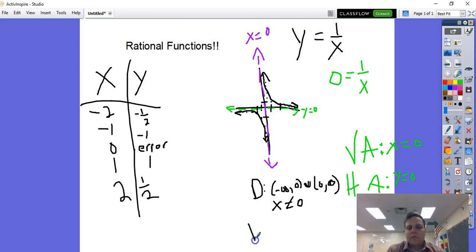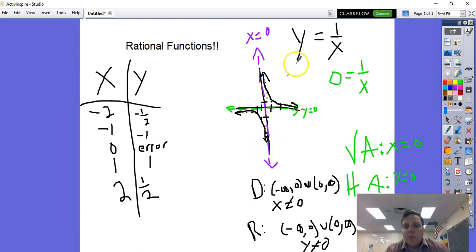Okay? Now your range is the exact same thing, but for a different reason. It's -infinity to 0, union, so we draw a U, with 0 to infinity, and then we also say that y cannot equal 0. Either one of these ways of writing it is fine. One's just interval, one's inequality. Now why do I get to say it? Because I have a horizontal asymptote. That's why y can't be 0. Alright, and that's pretty much all there is to graphing this guy.